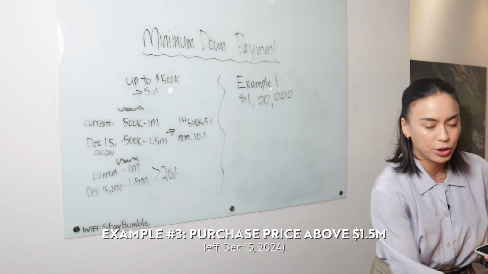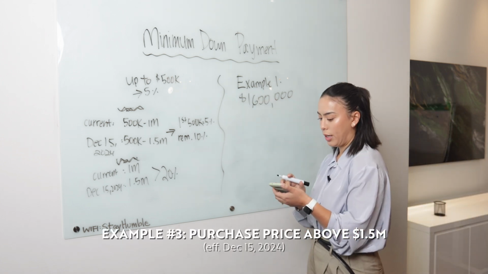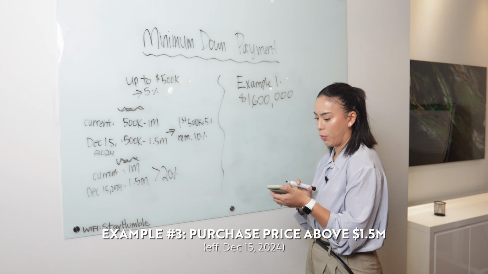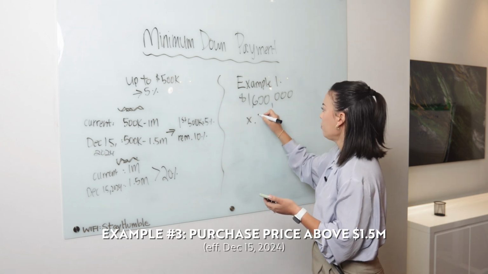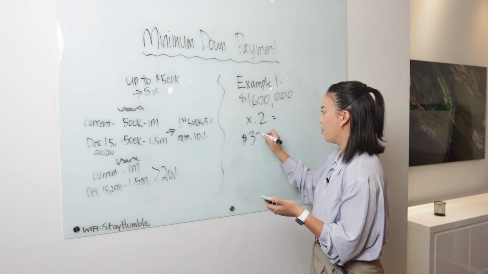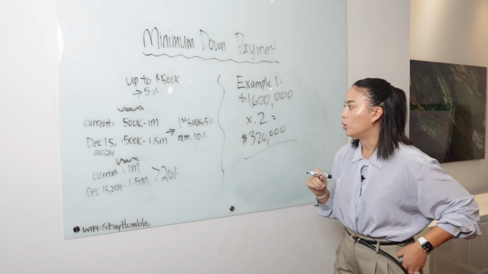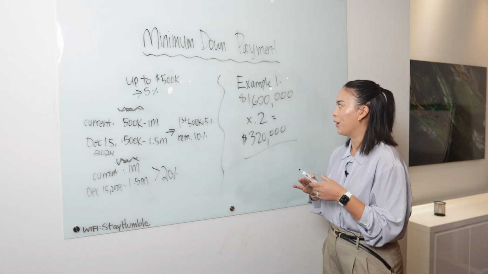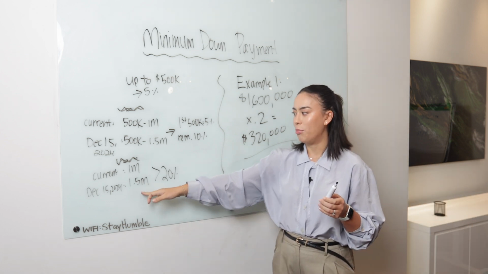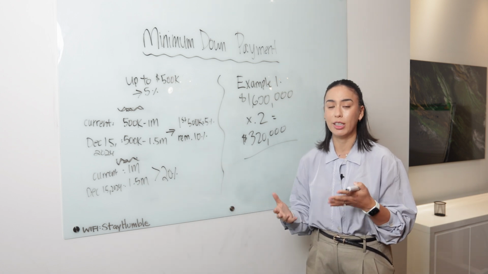So let's say that we're just going to change this to 1.6 million. So again, pretty simple. You just go 1.6 million times 0.2, which is that 20%. And this is a minimum down payment of $320,000. So just as a final reminder to make it very clear, as soon as you hit above that threshold, you're no longer able to qualify for an insured mortgage.